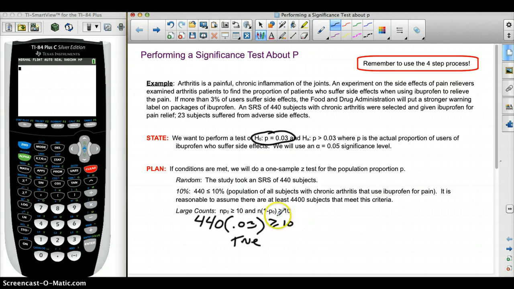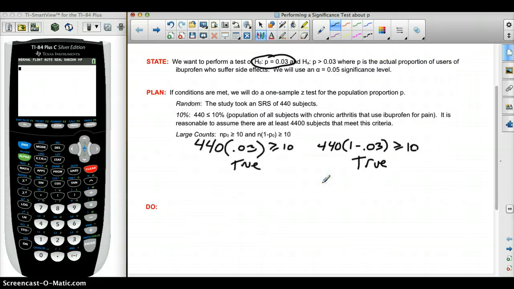Okay, you do also have to do n times 1 minus p0, the null parameter. So then you also do 440 times 1 minus 0.03 must be greater than or equal to 10, and you're going to end up finding out that that is also true. Okay, so since all three conditions are met, we can now go forward with doing our plan, our test.